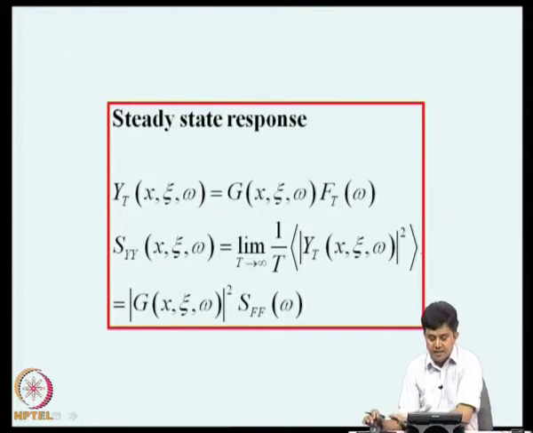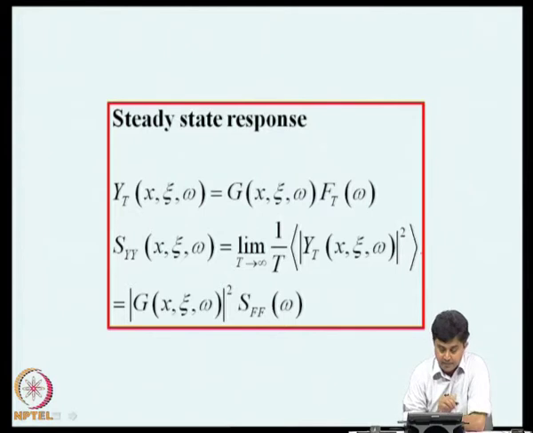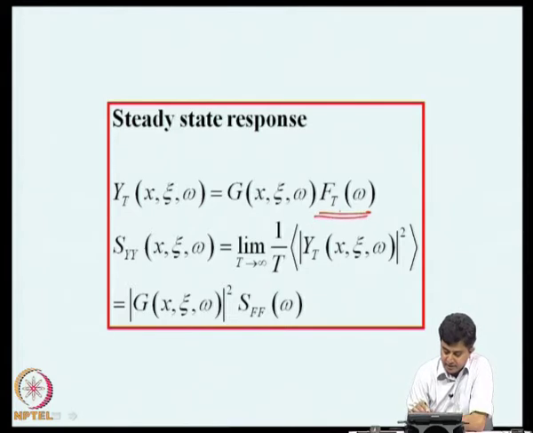If we are interested in steady state response, we can look at the response in frequency domain. We consider the Fourier transform of a truncated sample of y of x comma t, and that is given in terms of a truncated Fourier transform of a truncated sample of excitation through this relation.